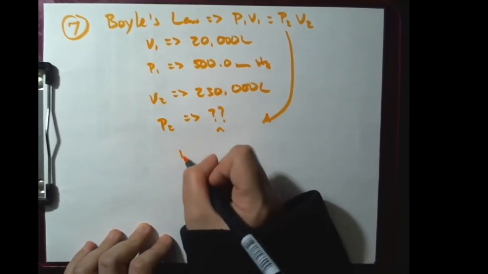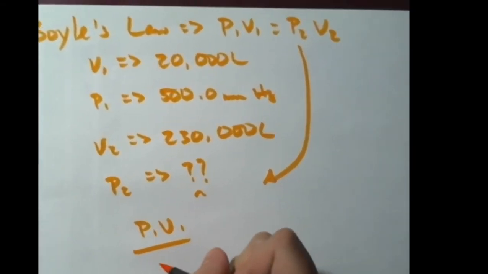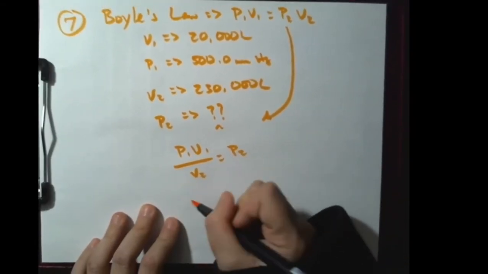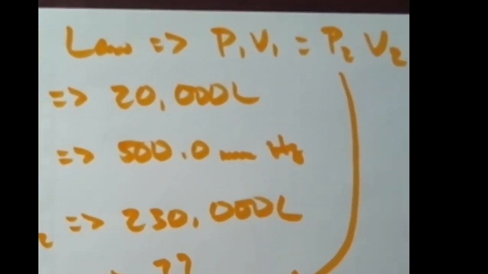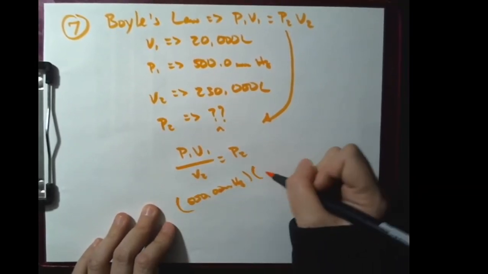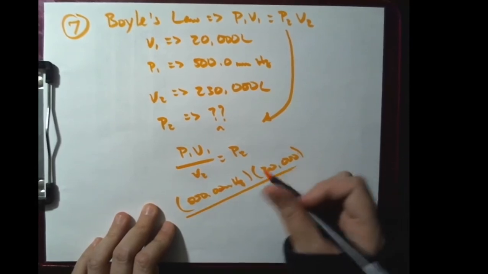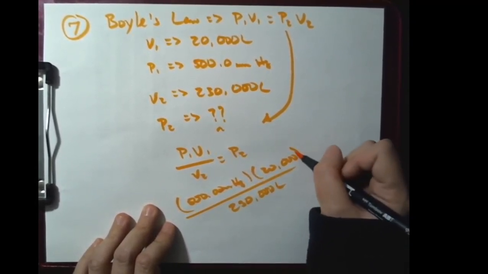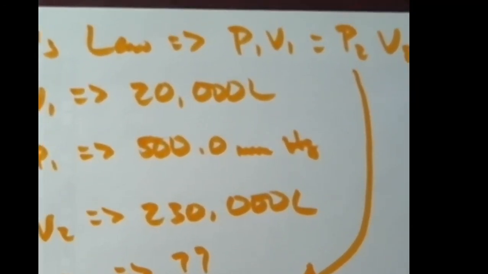So P1 V1 all over V2. So it's going to be 500 times 20,000 all over 230,000 liters. Okay, so what's the pressure? Let's see.